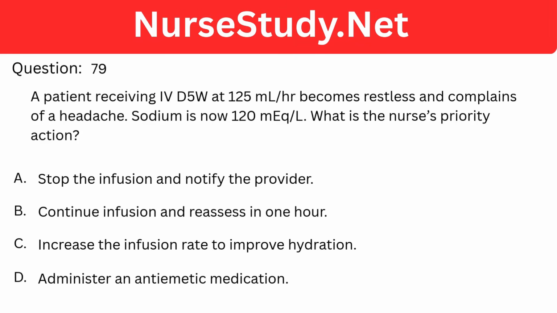Question 79. A patient receiving IV D5W at 125 milliliters per hour becomes restless and complains of a headache. Sodium is now 120 milliequivalents per liter. What is the nurse's priority action? A. Stop the infusion and notify the provider. B. Continue infusion and reassess in 1 hour. C. Increase the infusion rate to improve hydration. D. Administer an antiemetic medication.